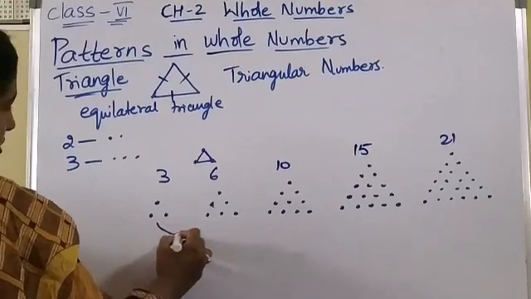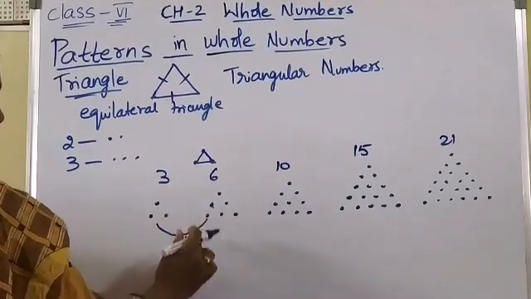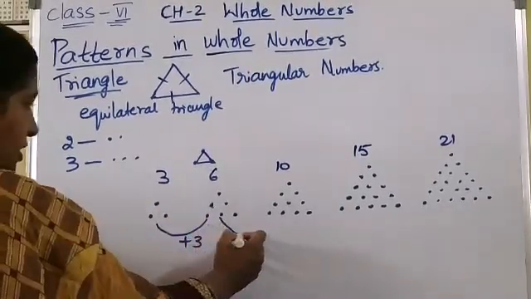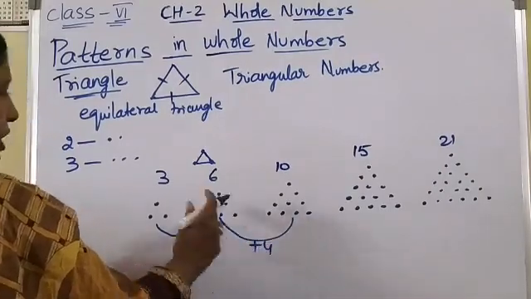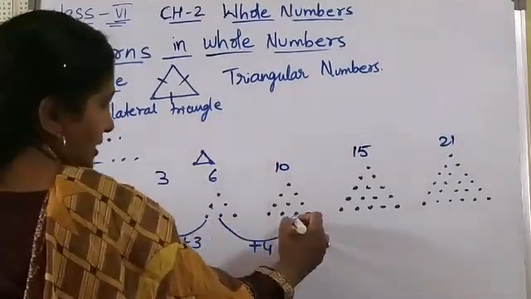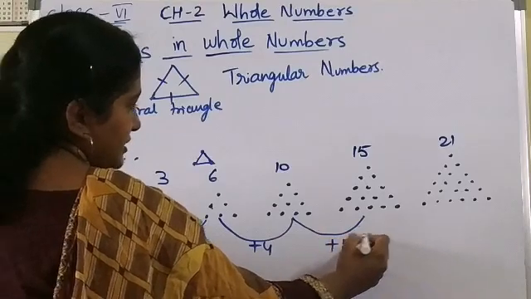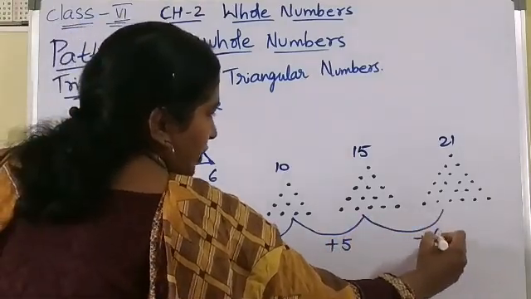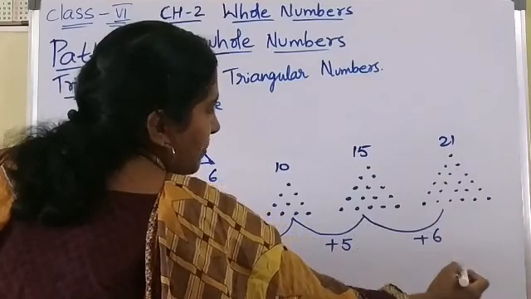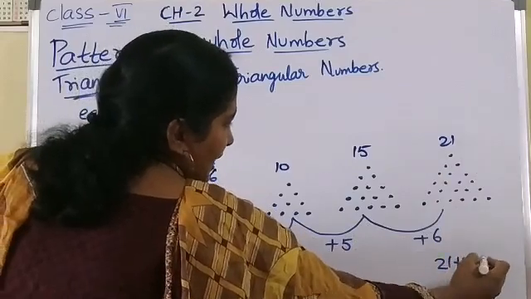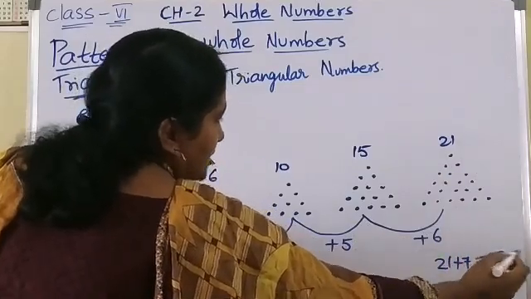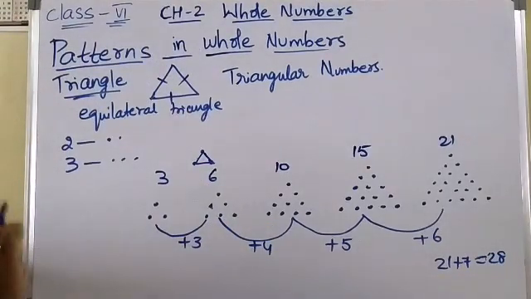Here, how much increased from here? 3. 3 plus 3, how much? 6. Next, from here to here, how much increased? 4. 6 plus 4 is 10. Again, how much did you get? Plus 5 increased. And here plus 6. And the next one you will get 21 plus 7, that is 28. The next triangular number is 28. This is how we get triangular numbers.